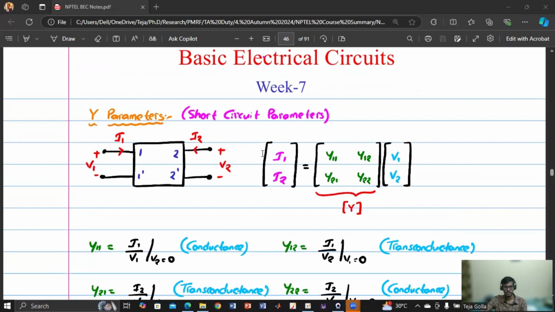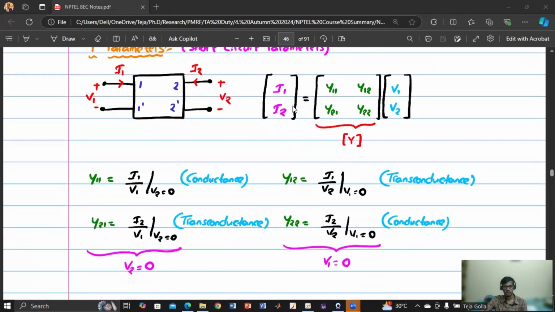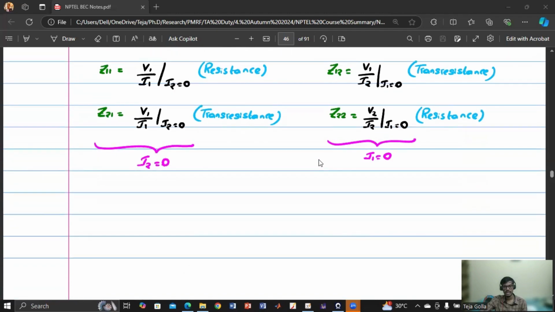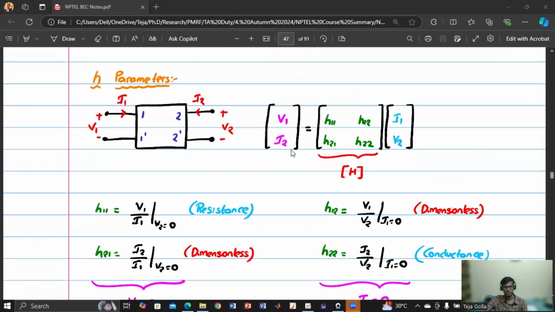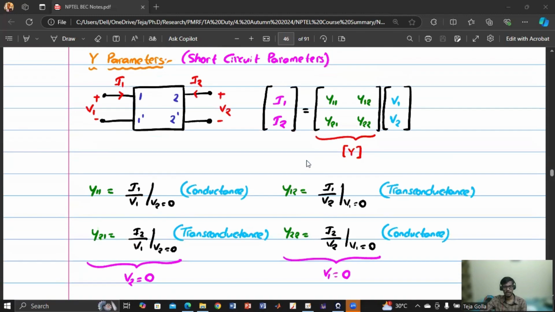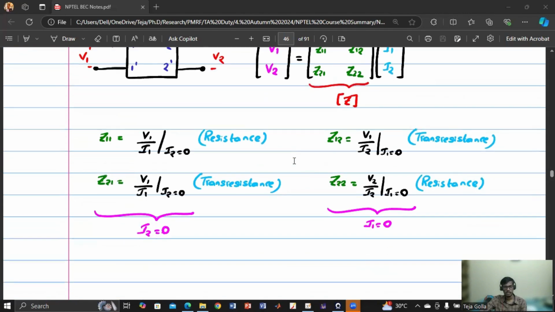So in week 7, we went in detail with the parameters. We have discussed y parameters, z parameters, h parameters, and g parameters. So y parameters are also called short circuit parameters, and they are in terms of I equal to y into v. And z parameters are also called open circuit parameters, and they are in the form v equal to z into I. And h parameters are in the form something like this, and it is neither voltage nor current on the left side, but a mixture of voltage and current. So we have V1 and I2 as the output, and I1 and V2 as the input, and these are the h parameters. Kindly also check the dimensions of these h parameters, y parameters, and z parameters.